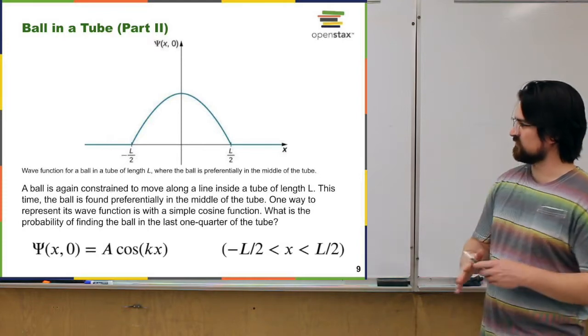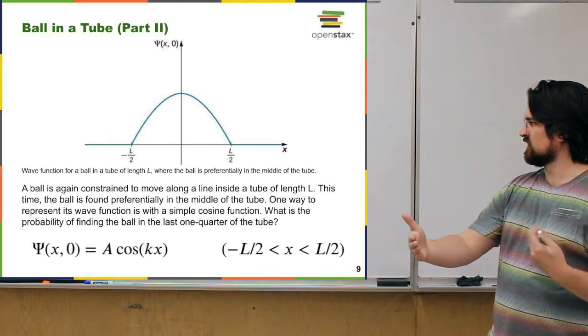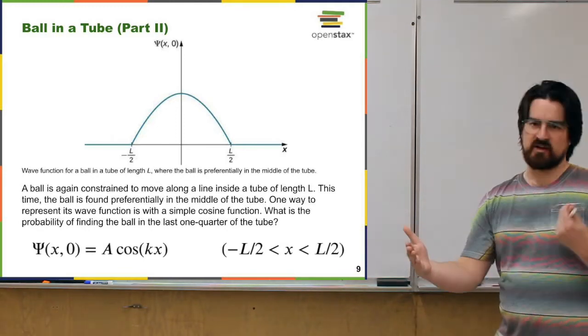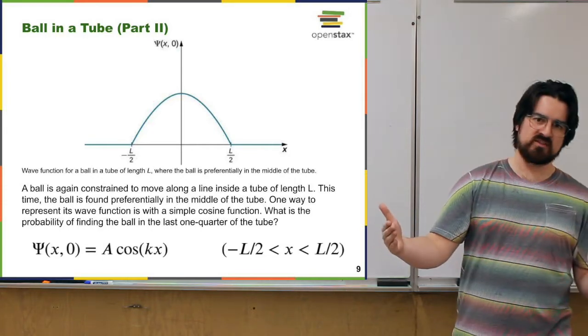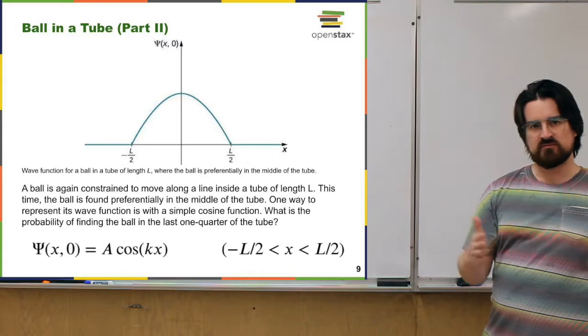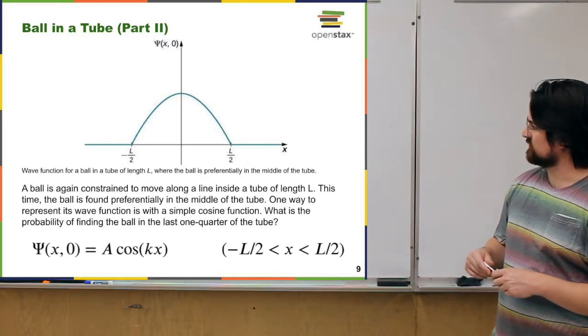So in this case, the ball is still in a tube, the tube is still length L, but we're going to think of the tube not starting at 0, it's going to start at minus L over 2, which means it ends at L over 2. We can still do this example if it were at 0 and L, but the book for some reason decided to shift it over.